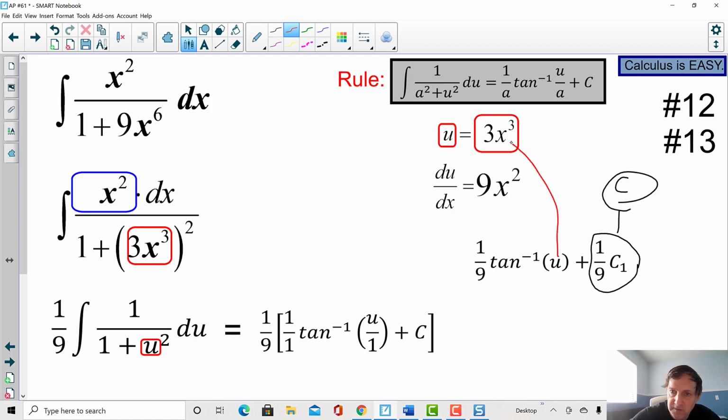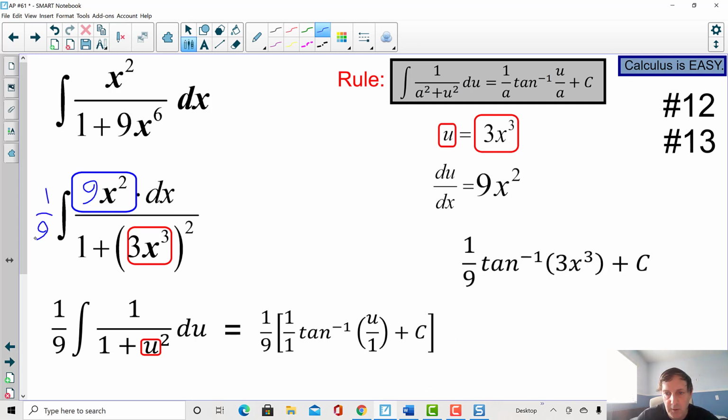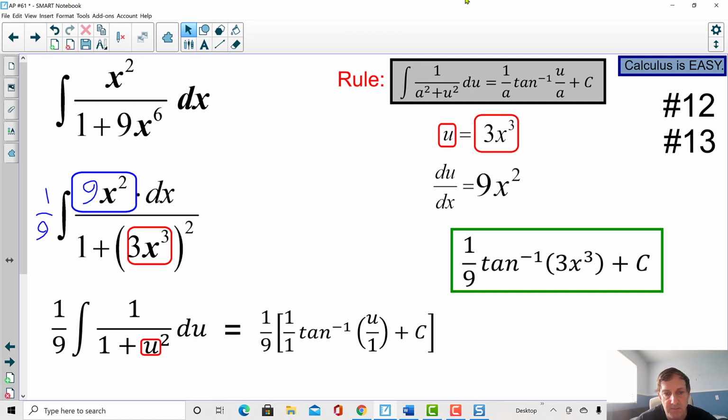And of course, our u was equal to 3x to the third. Let's plug that in. There we go. There's our final answer. Let's put a box around it. And now we're done.